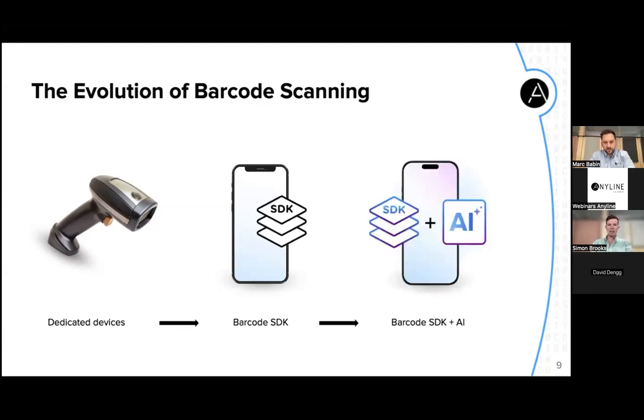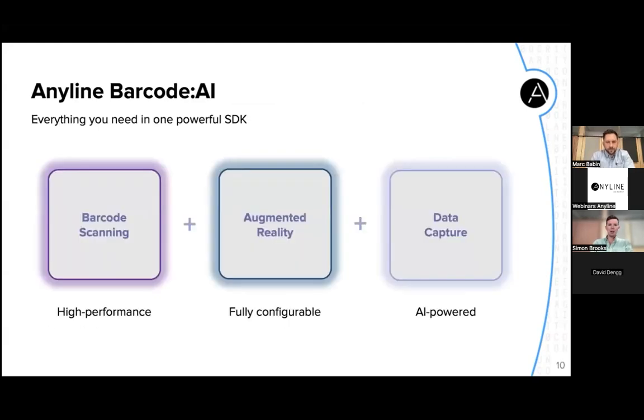And now we come to the next step of the evolution, and as we call it, Barcode AI. And this is where we're combining that barcode software SDK together with AI features. I'll go into that in a second, what exactly we mean there. But this is really where Anyline is bringing our years of experience in AI, computer vision, machine learning, combining that with powerful barcode scanning and packaging that all in one product for the market to use. So yeah, everything you need in one powerful SDK. That's really what we're talking about here.